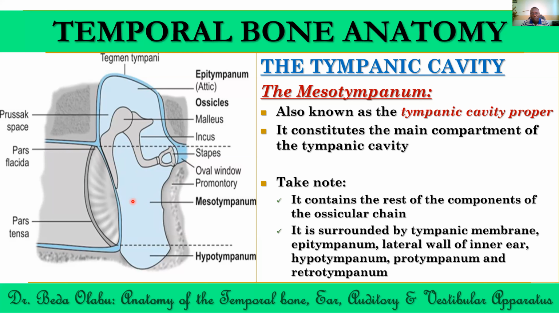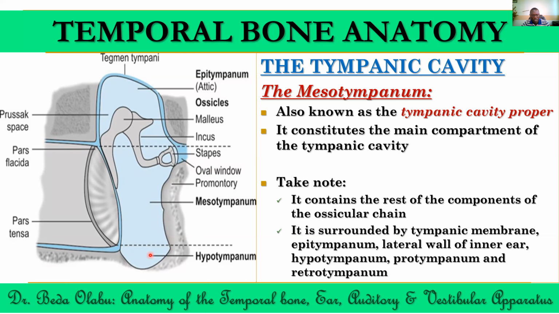So this middle ear proper is surrounded laterally by the tympanic membrane, which is this one. Superiorly, the epitympanum, which is this one. Medially, the lateral wall of the inner ear, which is this one. And we'll be talking about the components on that lateral wall of the middle ear. We have the oval window, round window, and the promontory of the cochlea.